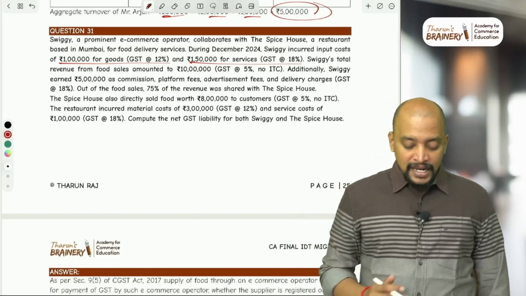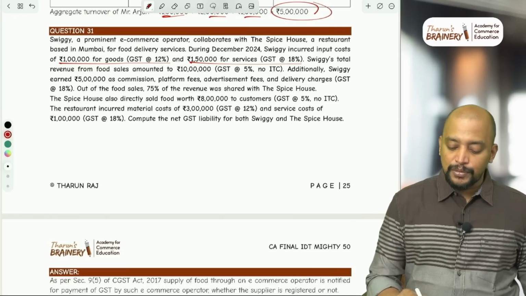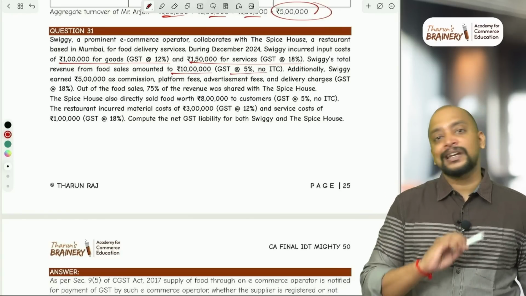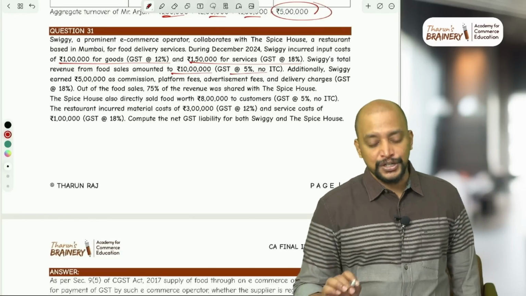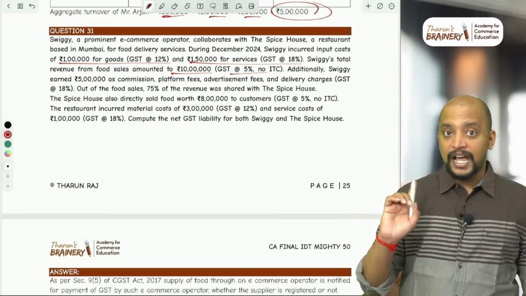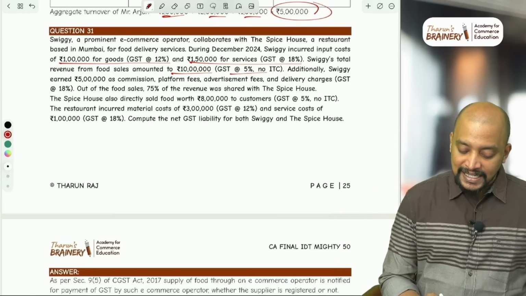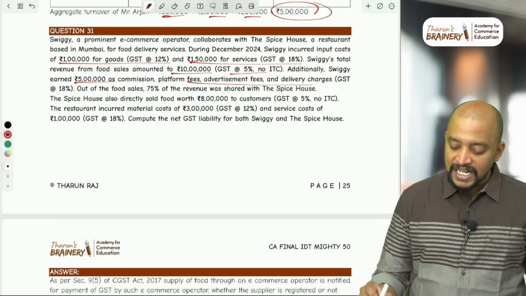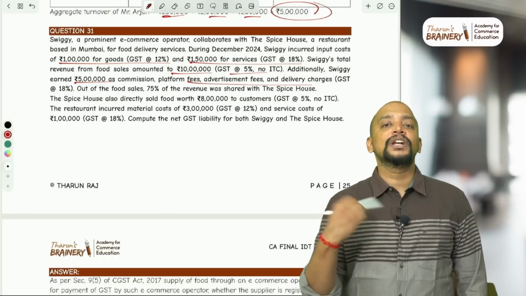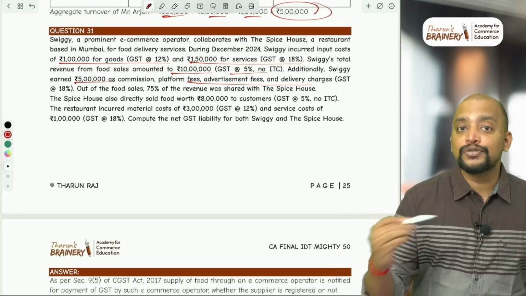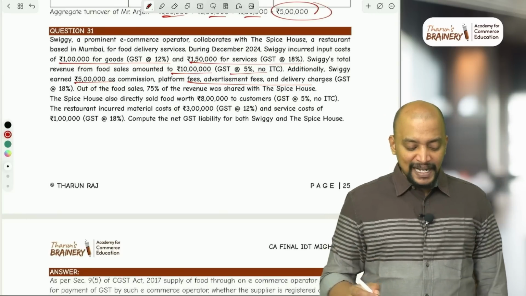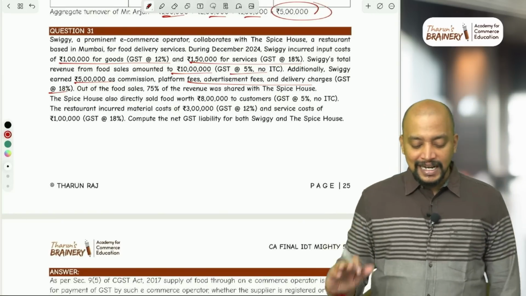Okay, Swiggy's total revenue from food sales amounts to 10 lakhs, 10 lakhs into 5%. So that they have to pay using cash ledger only. So 10 lakhs into 5% they have to pay using cash ledger. Don't forget this. Additionally, Swiggy earned 5 lakhs as commission, platform fees, advertisement fees, on delivery charges. On that they only will pay GST. For that they can use ITC. Okay. So 5 lakhs into 18%, that is 90,000.